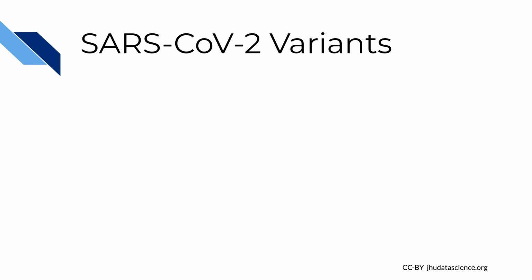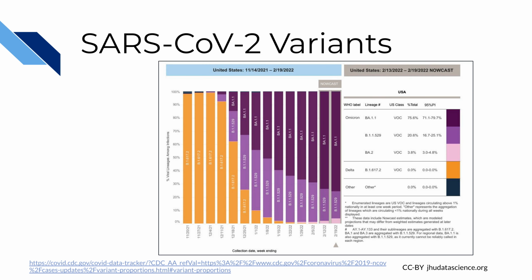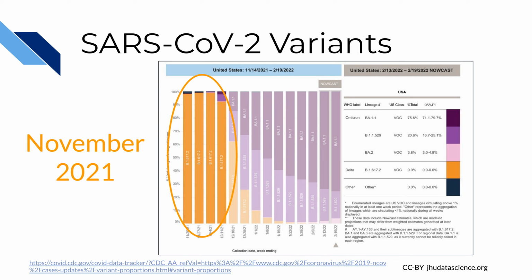Finally, it's important to know about how SARS-CoV-2 variants have fluctuated over time. Here is some CDC data showing the abundance of different strains in late 2021 and early 2022. The infectious and severe disease-causing Delta variant was superabundant in November and early December of 2021. The Omicron variant became common afterward.